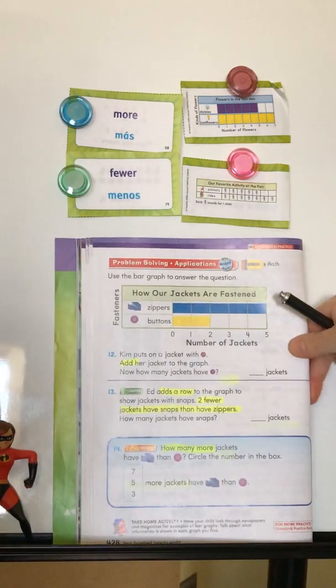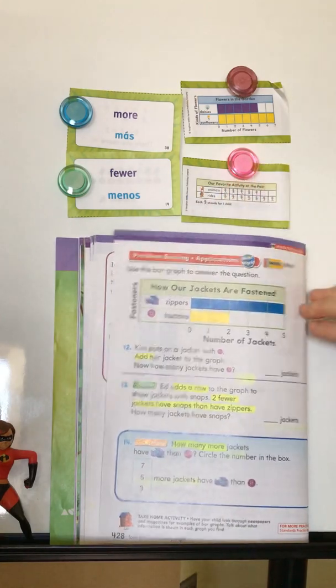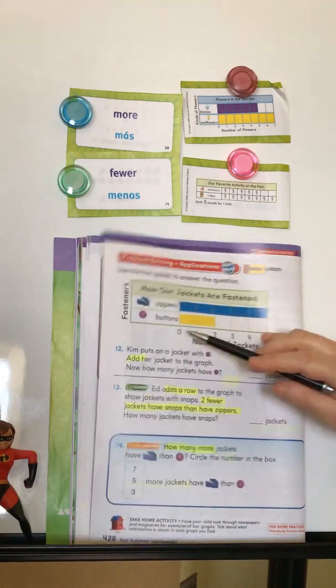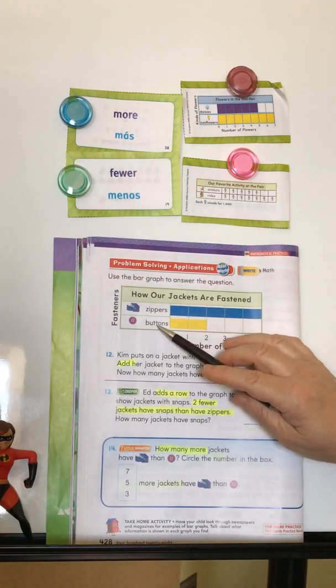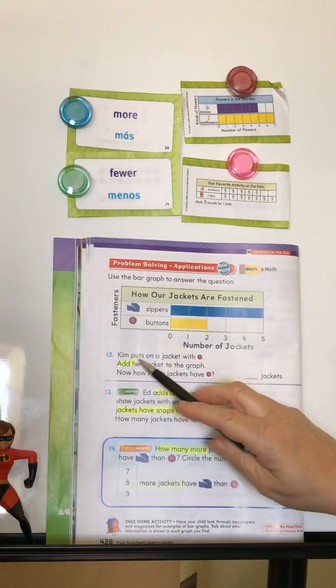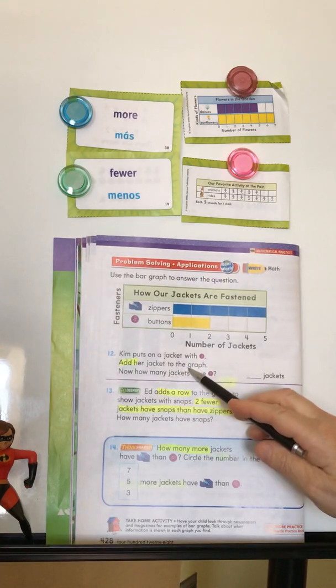Okay, our last graph is how our jackets are fastened. Fastened means how are they closed. So we have jackets with zippers and jackets with buttons. Number 12. Kim puts on a jacket with buttons. Add her jacket to the graph.